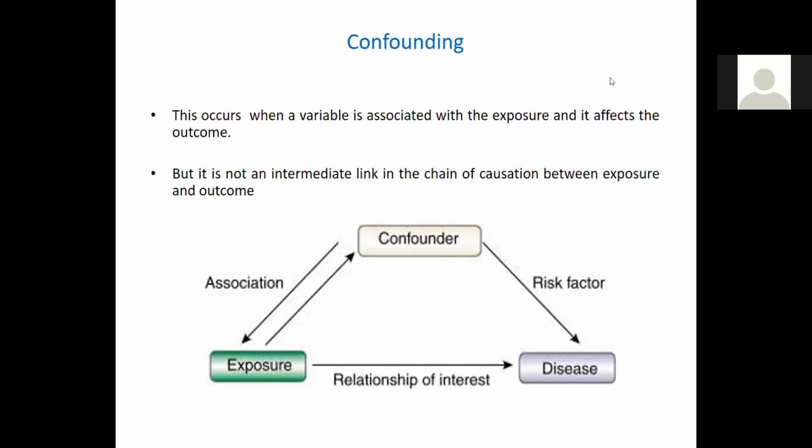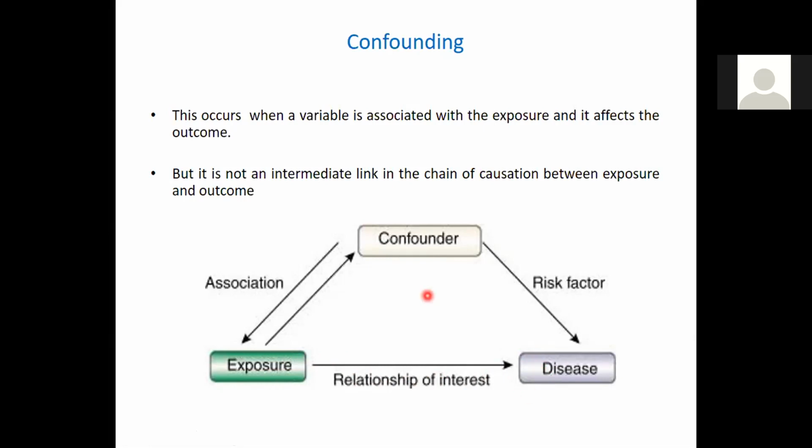Now, look at this diagram. We have the exposure, this green box here. That is the exposure variable. We are looking at the relationship between this exposure and the disease of interest here. So the relationship of interest is between this exposure and disease. That is like, say, smoking leading to lung cancer, or OCP leading to varicose vein, and many things like that.